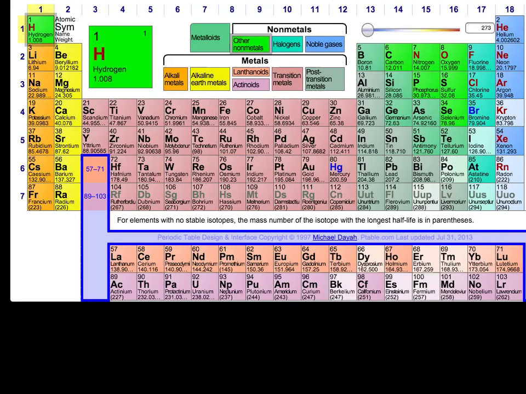Let's talk about chemical reactions. So, just kind of a quick refresher. Anything in this column, so this is column number 1, or what we call group 1. Those are the alkali metals.